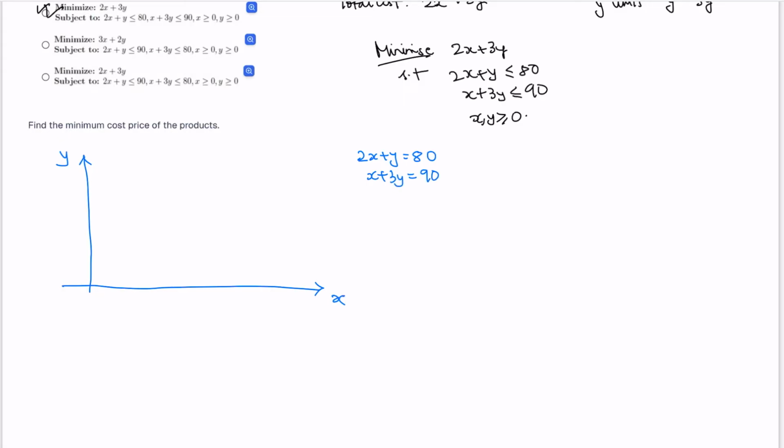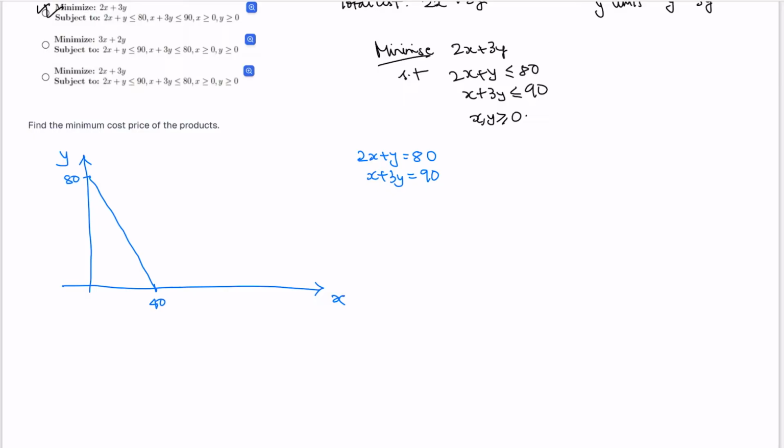So now how will we do that? First of all, for the first one, 2x plus y equal to 80, first consider the case when y is equal to 0. If y is equal to 0, then 2x will be 80, that means x is equal to 40. Now again, if I put x is equal to 0, I will have y is equal to 80. Now the line 2x plus y equal to 80 will be formed by joining these 2 points.